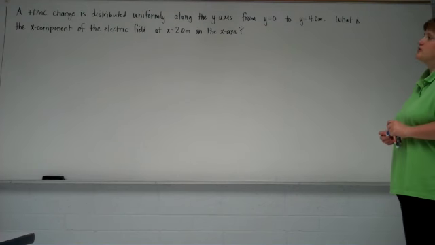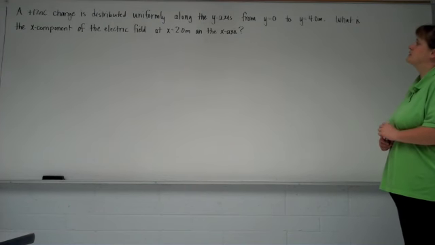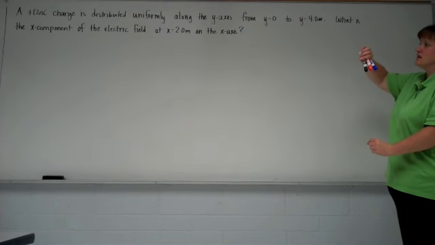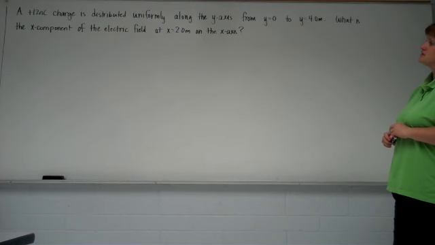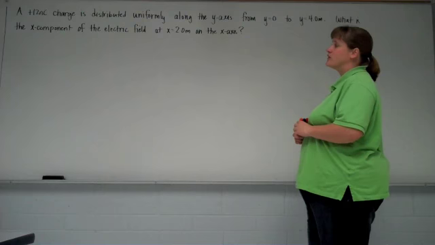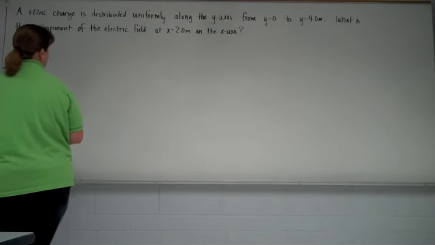We have 12 nanocoulombs of charge distributed uniformly along the y-axis from y equals 0 to y equals 4. So basically you can think of it as a nice thin line of charge between 0 and 4. There's a total of 12 nanocoulombs of charge there. We want to know the x component of the electric field at x equals 2 meters on the x-axis.